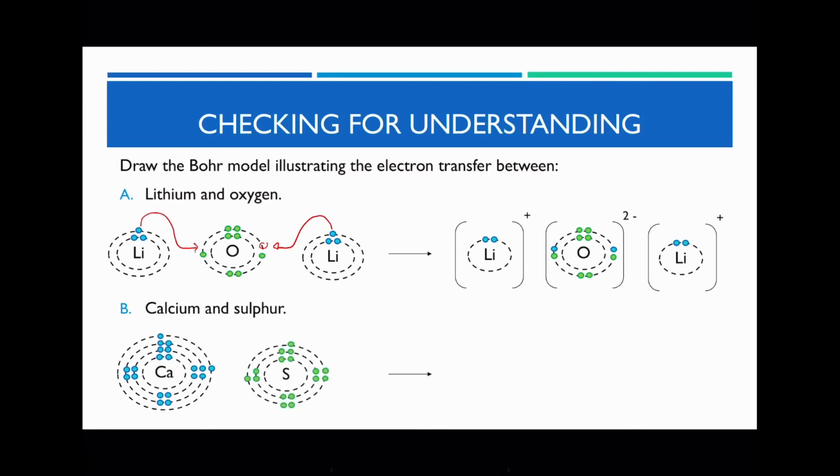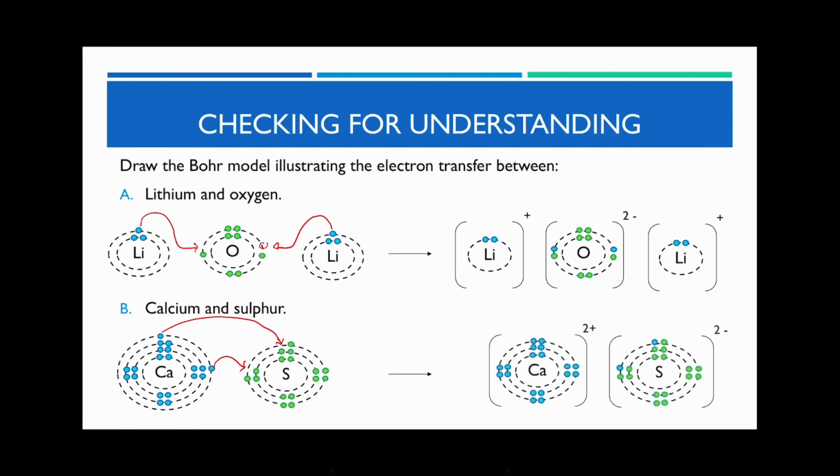Now, calcium has 2 valence electrons, whereas sulfur has 6 valence electrons. Sulfur would like to gain an extra 2 electrons, and it just so happens calcium has those 2 valence electrons that sulfur requires. So this electron will go over here, and this valence electron will go over here. By doing so, this is what you should be drawing for your Bohr diagram to show the electron transfer process. Calcium therefore has a net +2 charge, whereas sulfur has a net charge of -2.